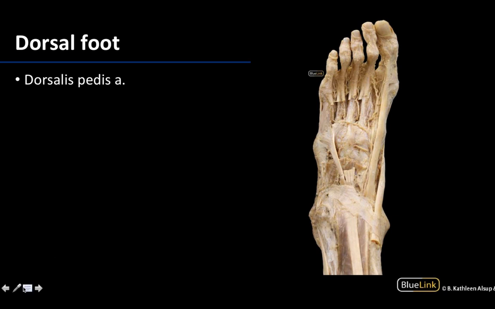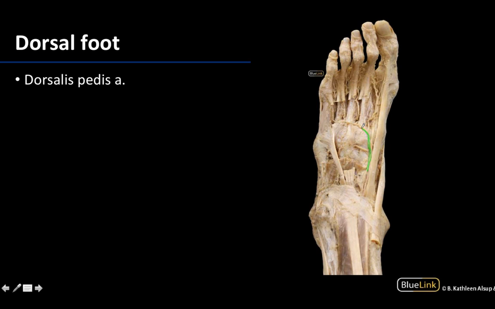Okay, now we are looking at the dorsal side of the foot, so a dorsal view, kind of looking superiorly down onto the top of the foot. And what you can see here is your dorsalis pedis artery, right here. This is going to be a continuation of the anterior tibial artery. That name transition occurs around the level of the ankle.